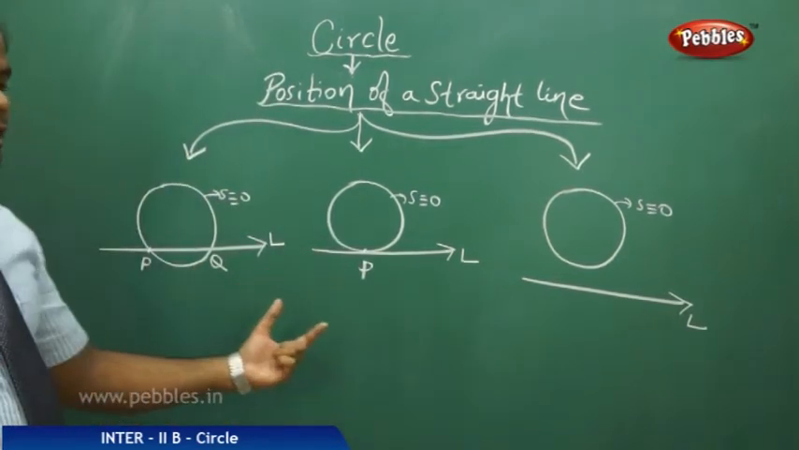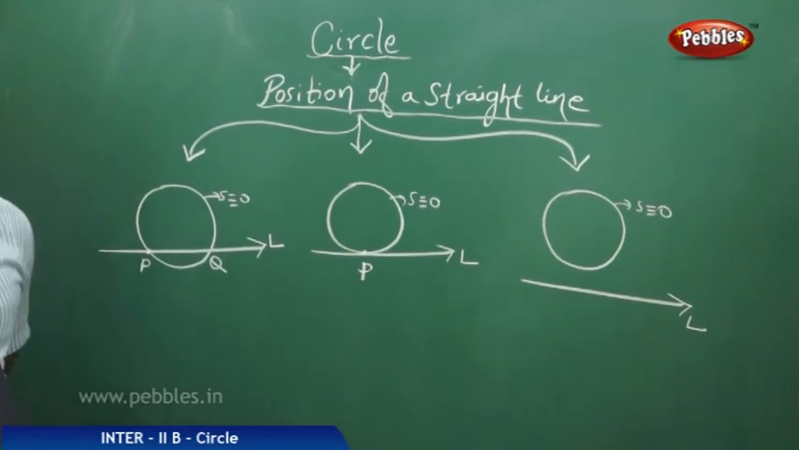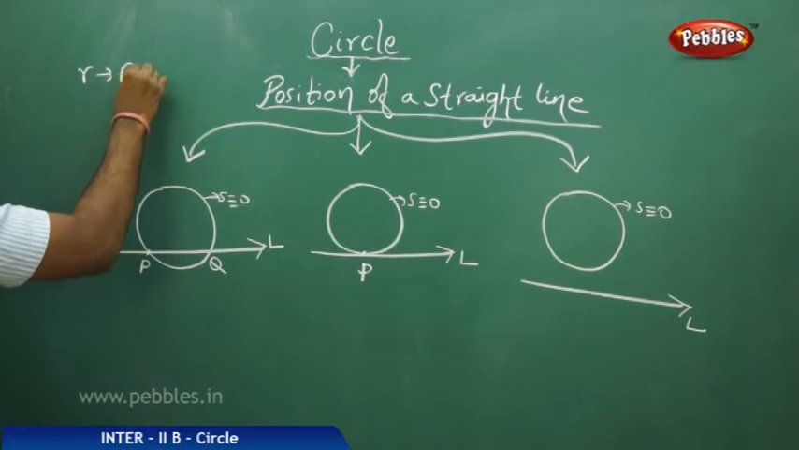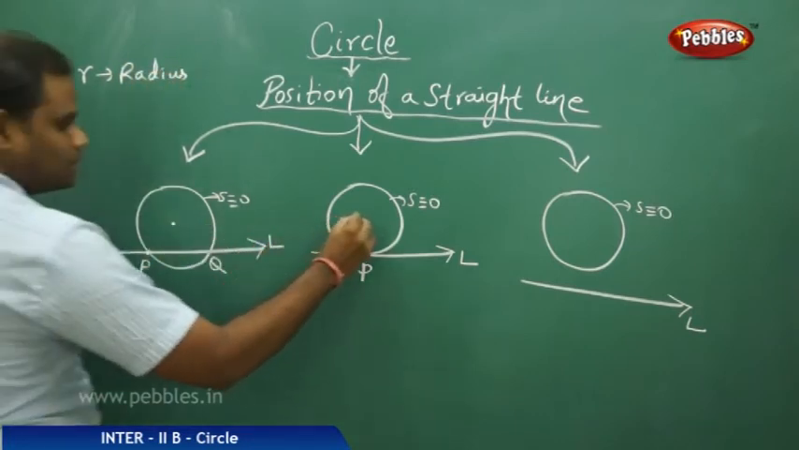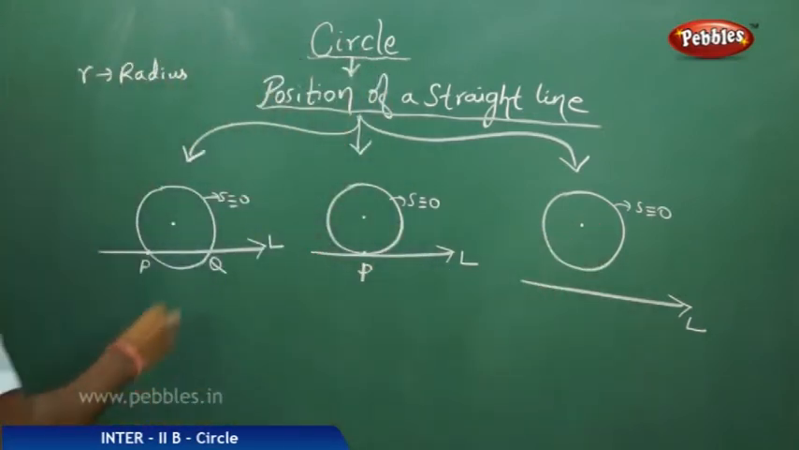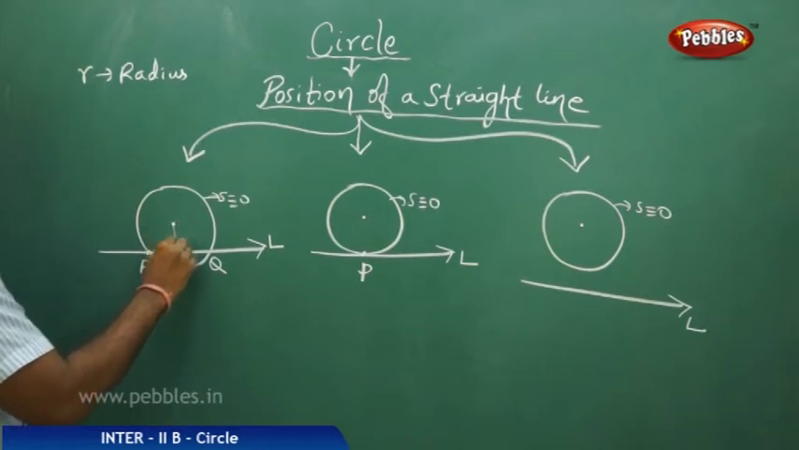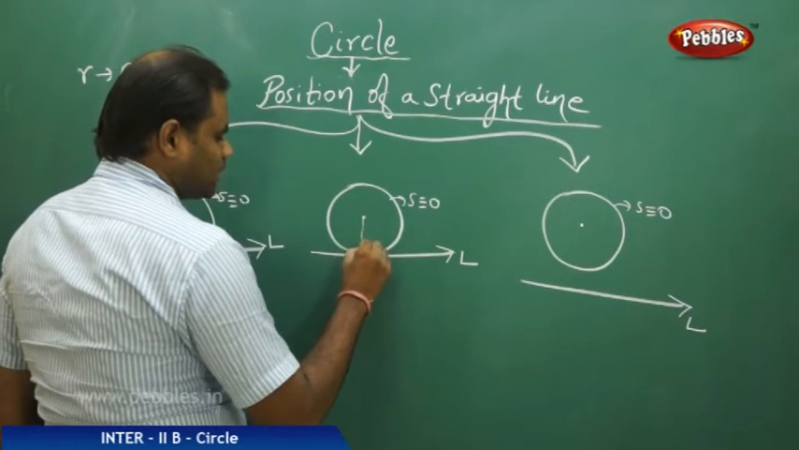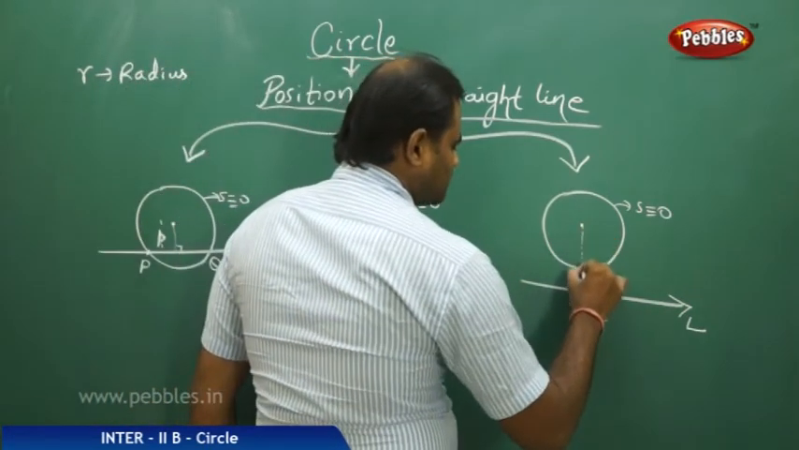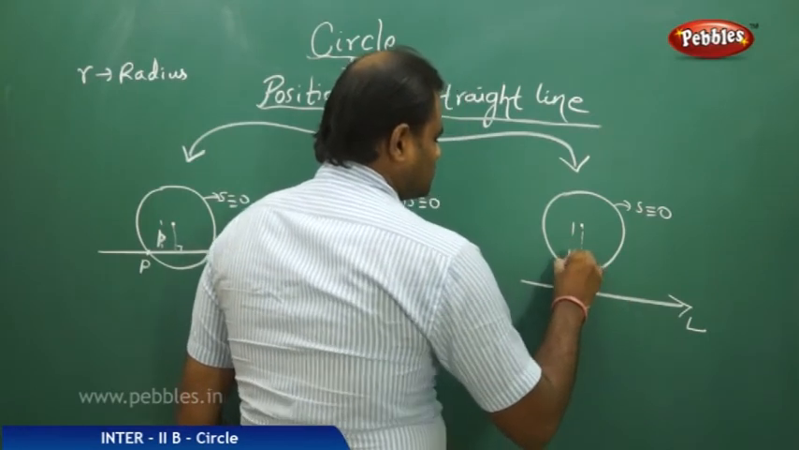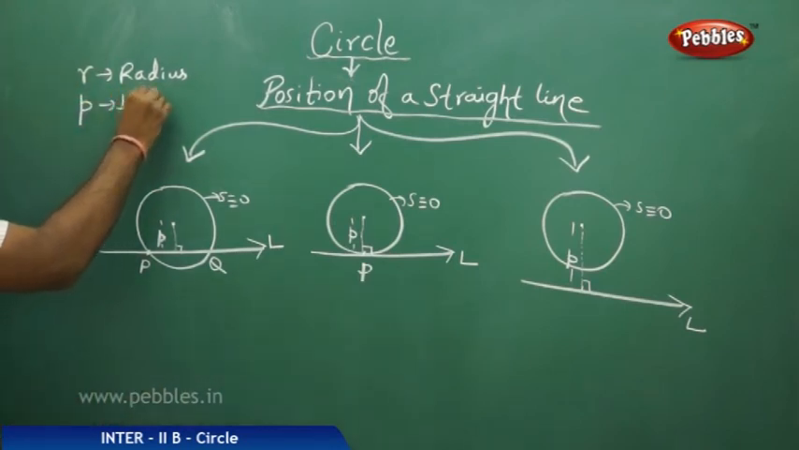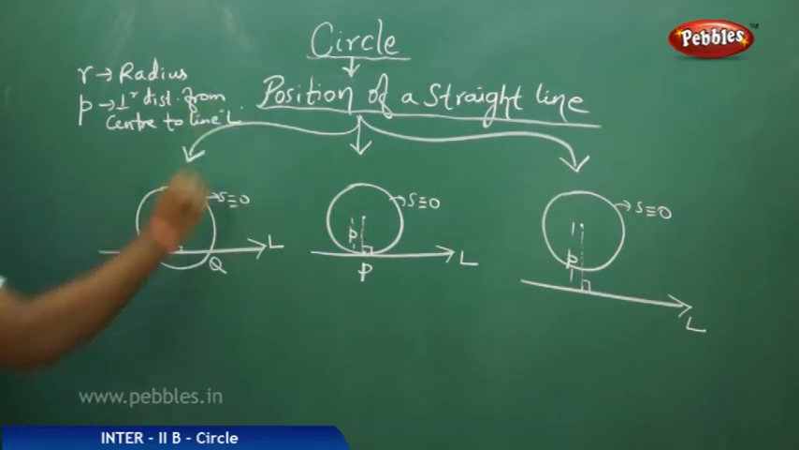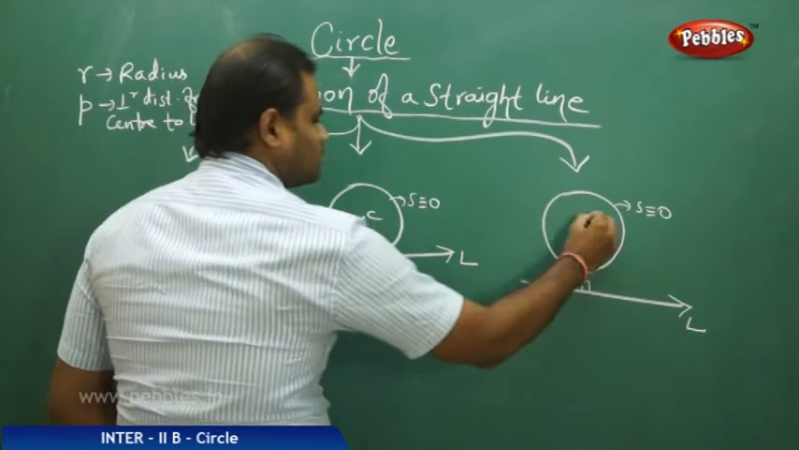Now let's see what will be the mathematical conditions for each of the three cases where a line cuts the circle, touches the circle, and does not meet the circle. So if I take the radius of the circle as r, and if I take the center of the circle here, then each circle has the same radius r. Let me say the perpendicular distance from center to the line is p. Then I say p is the perpendicular distance from the center of the circle to the line L.